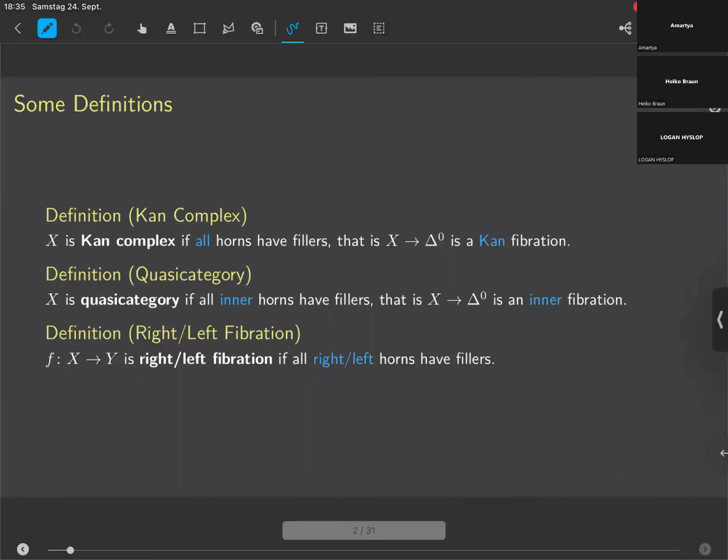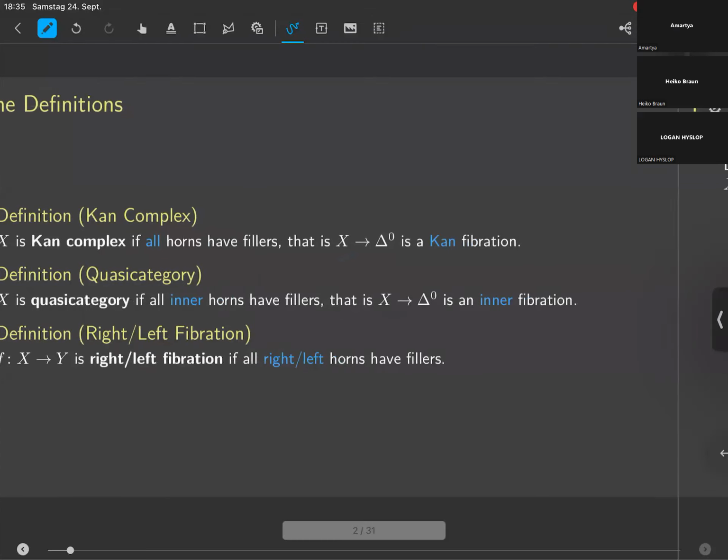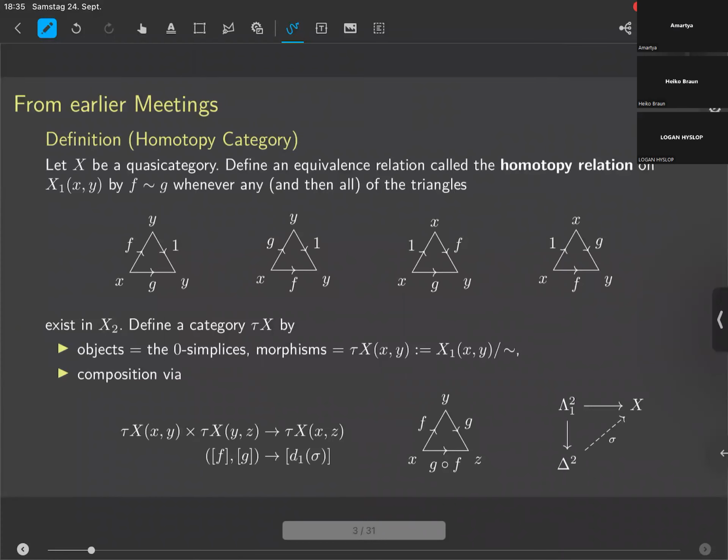So these are a few reminders. A Kan complex is something that has a Kan fibration to the terminal simplicial set. A quasi-category has all the fillers for the inner horns, and a right-left fibration means that we have fillers for right and left horns. And when we have this, again, we have this notion of the homotopy category of some quasi-category.